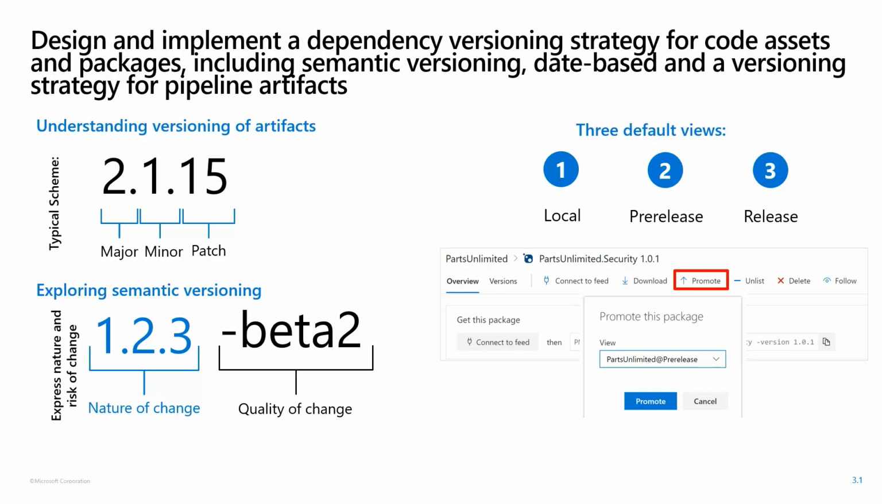Remember that in Azure Artifacts, views can define quality levels without changing version numbers. By default, there are 3 different views. That is local, pre-release, and release. Be aware that the term promoting refers to the action of moving a package from one view to another.